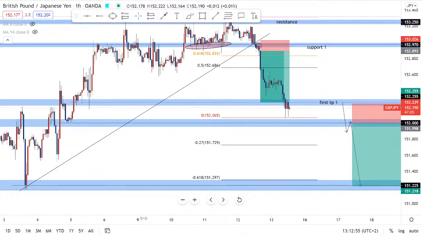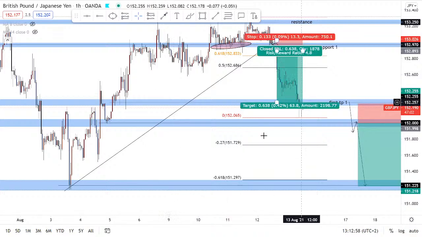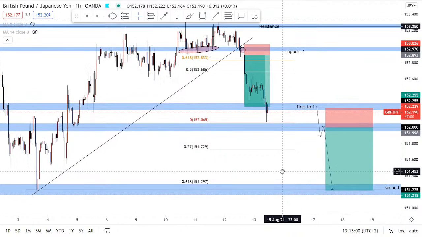So now we're looking for selling opportunities, because as you can see, the market is actually pushing to the downside. Let me go to another pair.